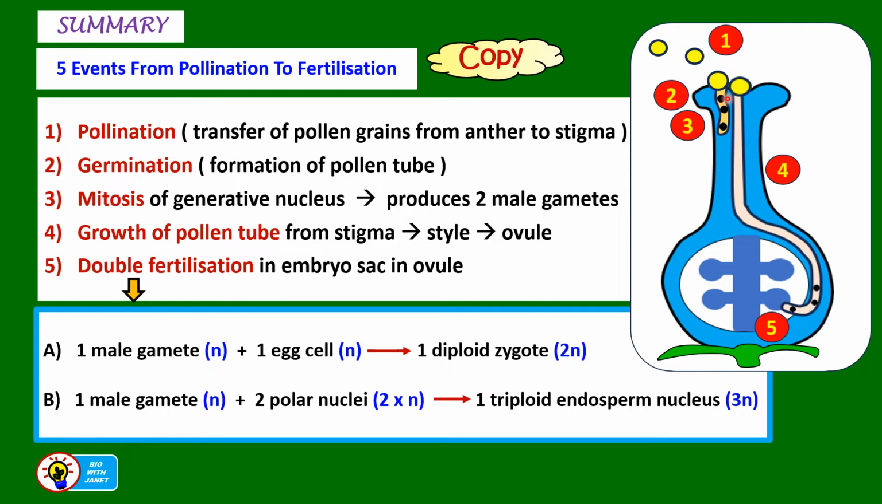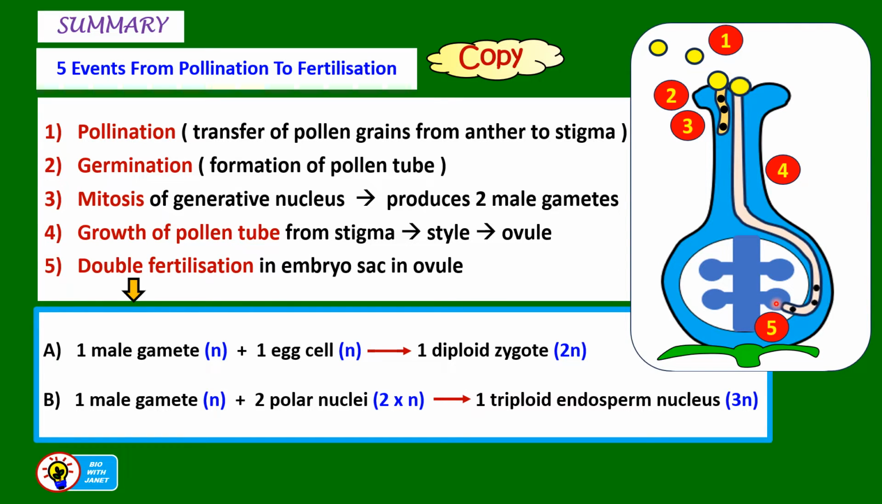Fourthly, there's the growth of the pollen tube from the stigma here at the top to the style and then to the ovule here. And it's to help the male gametes move through the pollen tube to the ovule.